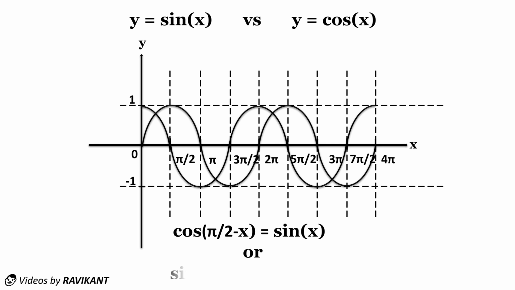Also we can write this equation sin (pi by 2 plus x) is equals to cos x, because when we move right side from sine graph at angle pi by 2 we get the cosine graph. And that's why we can also say that sine graph is leading with cosine graph at the angle of pi by 2. So we have seen that all the parameters like maximum and minimum values, domain and range are same. But it is a major difference that these two graphs have a phase difference of pi by 2.